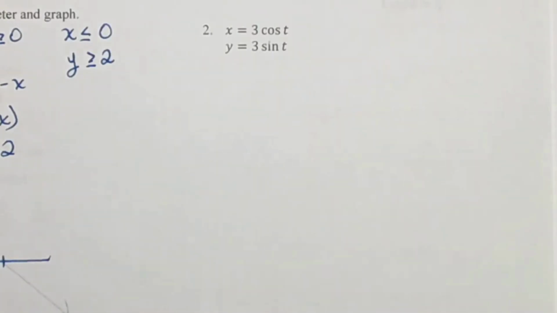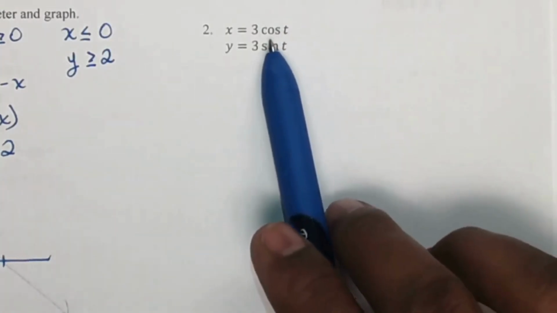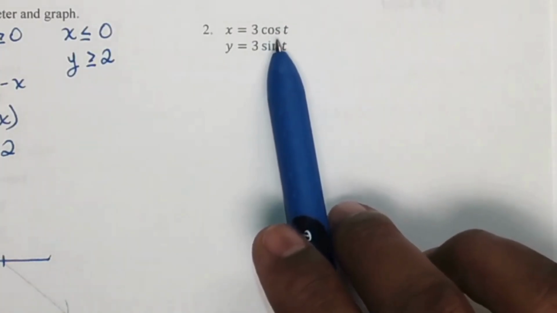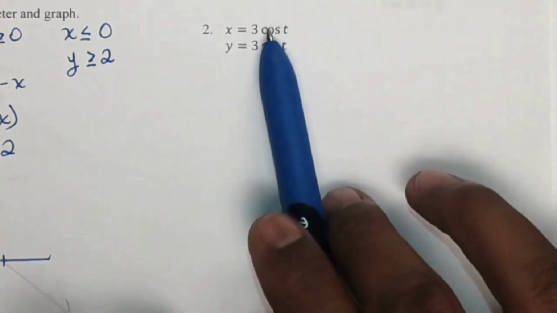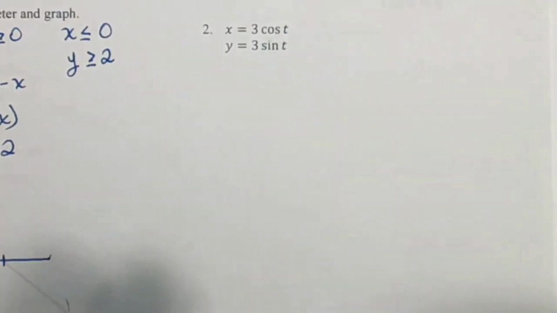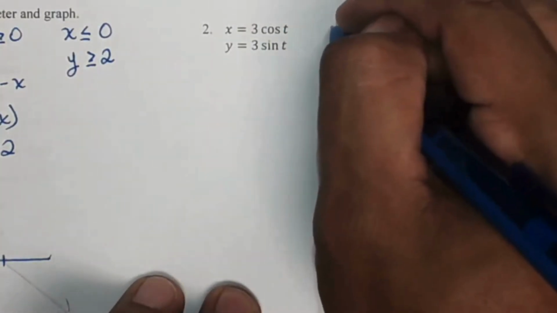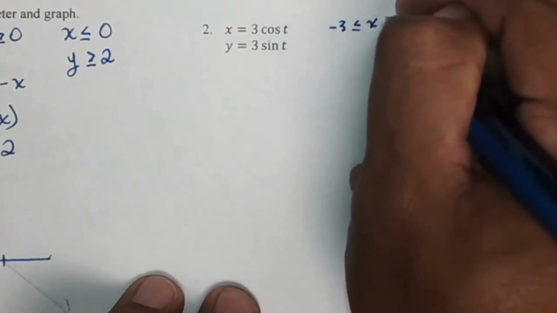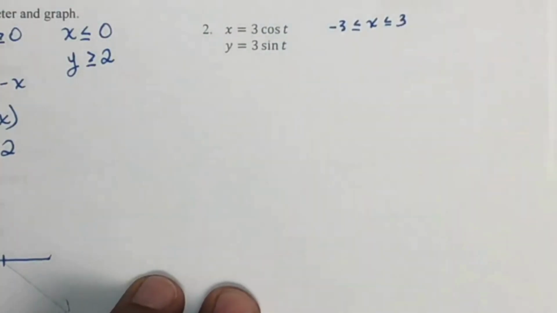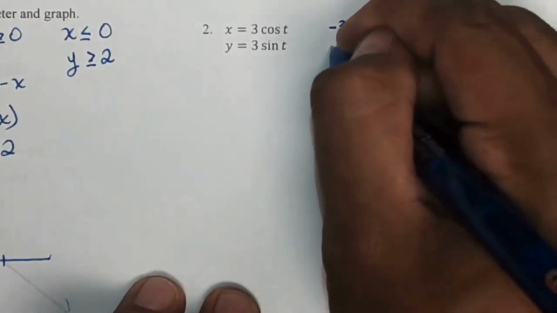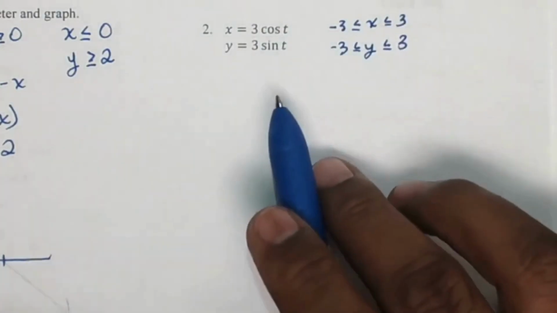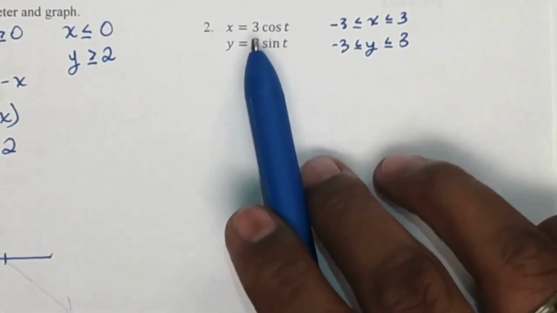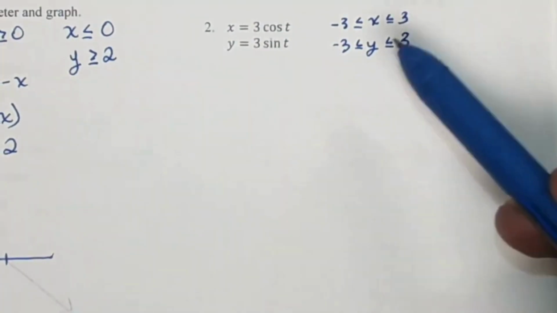All right, so what about this next one? We talked about cosine. Cosine is between -1 and 1. Well, if I'm changing my amplitude to 3, that means this is going to go low -3 and high +3. So the restrictions on my x's are all my x's between -3 and 3. And in this case, the same thing happens with the y's. I can plug in any value of t and output any number between -3 and 3 for both x and y.